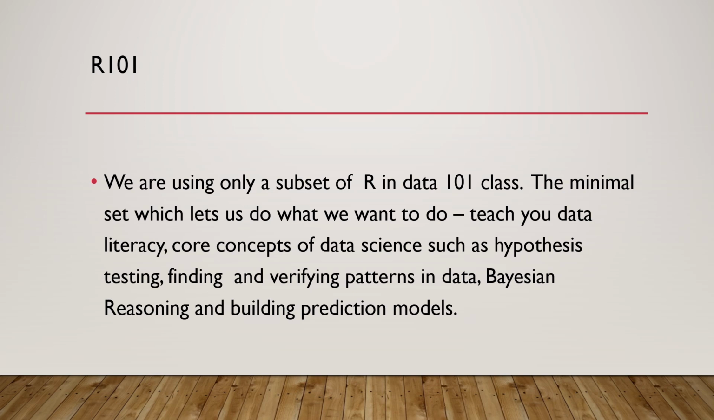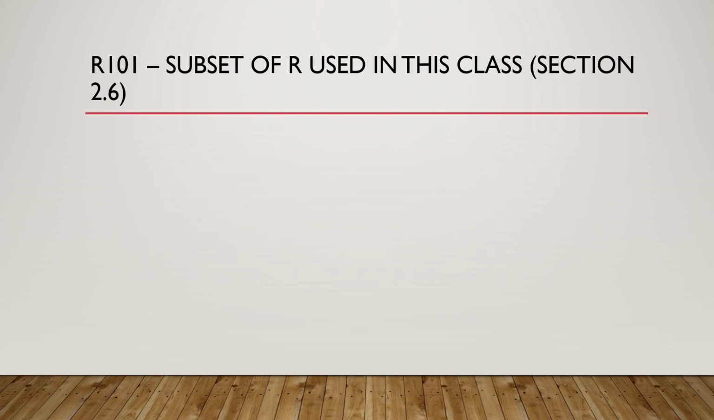This section is about a subset of R, which is necessary to do essentially all the programming necessary for Data 101. We call this subset R101. This is no more than 20 instructions, really 10 basic ones, and they allow you to do pretty much everything we do in this class, from hypothesis testing to finding and verifying patterns in data, Bayesian reasoning, and building prediction models. So let's move on.